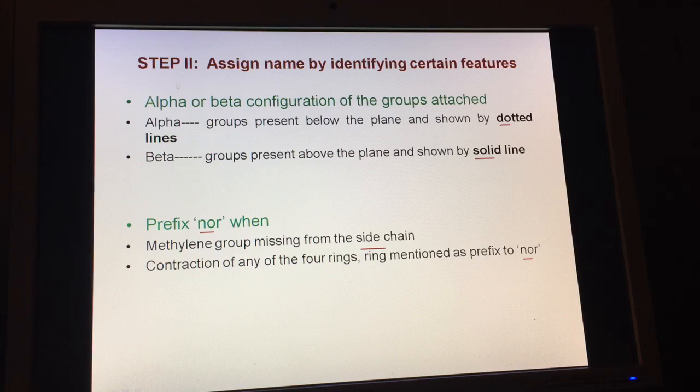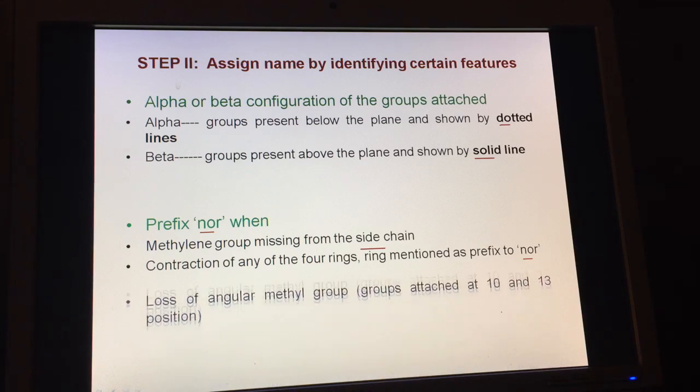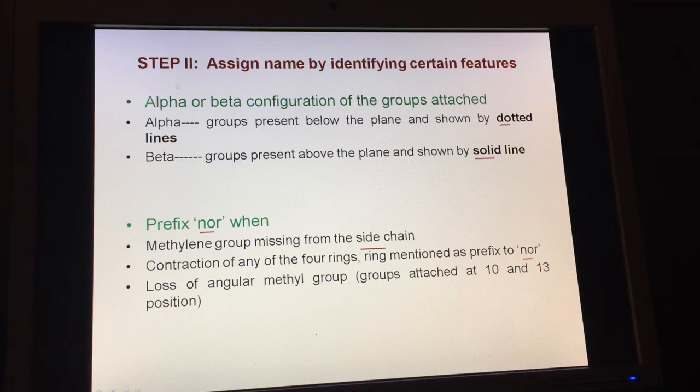Now the third condition in which we use NOR is to represent the loss of angular methyl groups. What are angular methyl groups? The angular methyl groups are the methyl groups attached at position number 10 and position number 13. So these are the 3 conditions in which we use the NOR term: loss of angular methyl groups, groups attached at position number 10 and groups attached at position number 13.